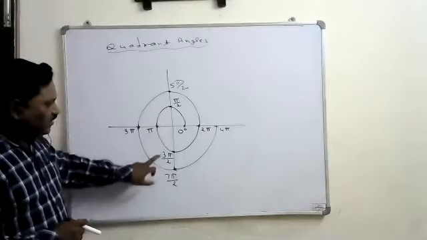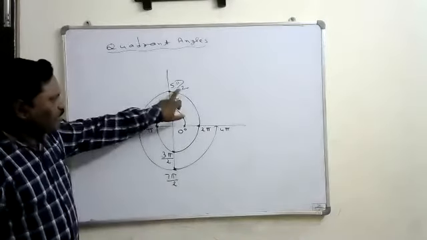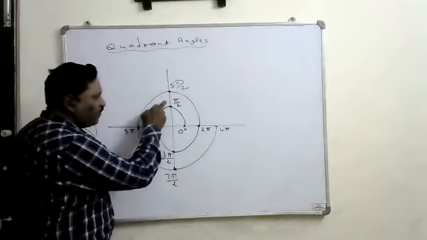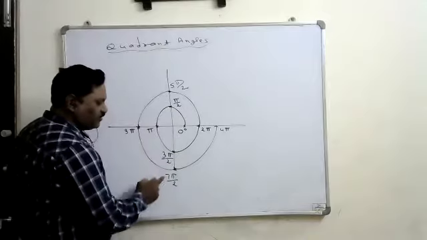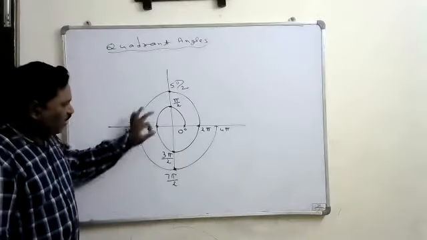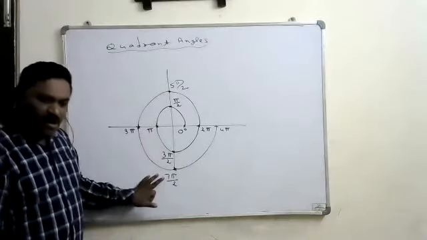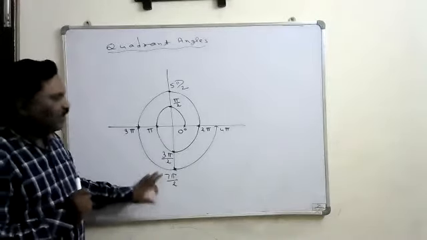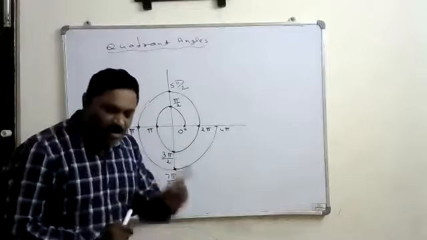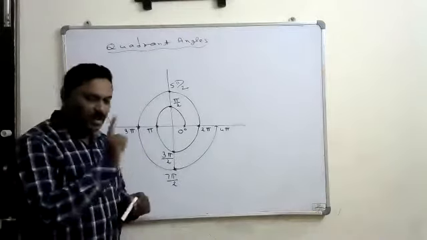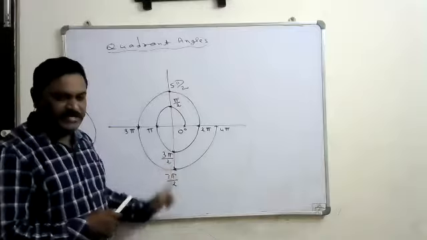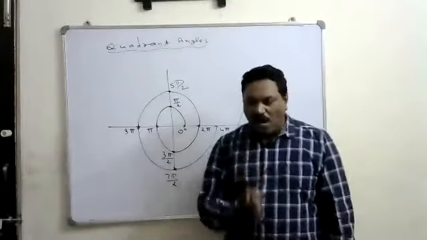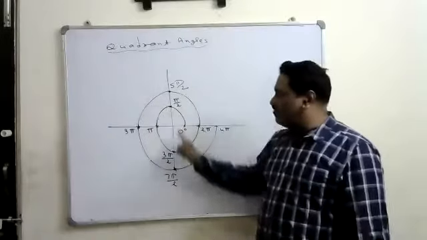Pi by 2, 3 into pi by 2, 5 into pi by 2, 7 into pi by 2, etc. That is, 1 into pi by 2, 3 into pi by 2, 5 into pi by 2, 7 into pi by 2. This 1, 3, 5, 7, all these represent odd numbers. So the quadrant angle which is an odd multiple of pi by 2 lies on the y-axis. That is the point we have to observe.